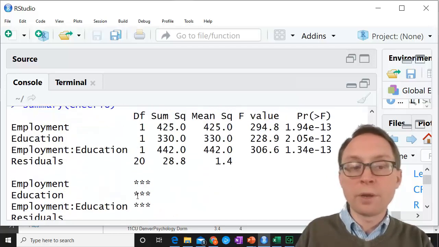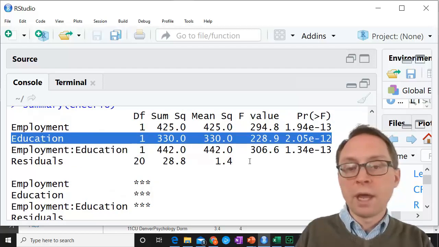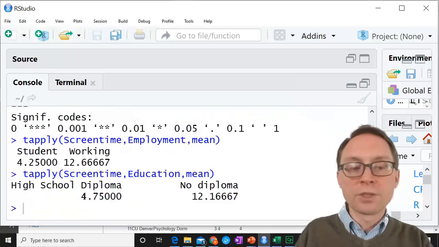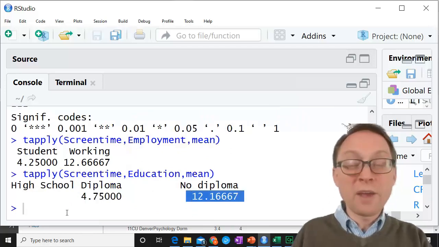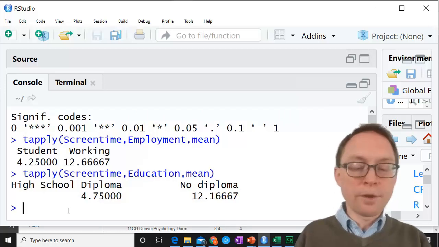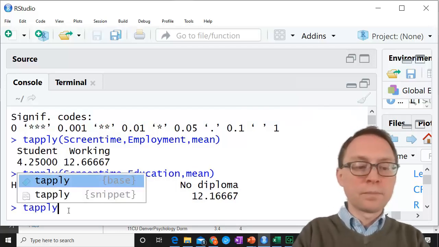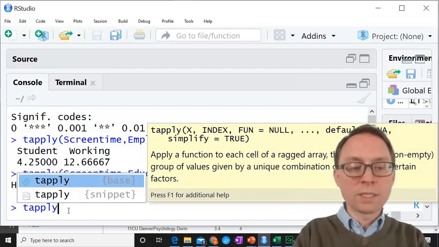How come I didn't have to write a pairwise test? Because there was only two groups in the education level, and those are significantly different from each other, and so I know that high school is definitely different than no diploma. Not looking good for our hypothesis, but we're not sure yet. Let's look at the interaction. T-apply, look at the means, and then we'll look at the pairwise test.